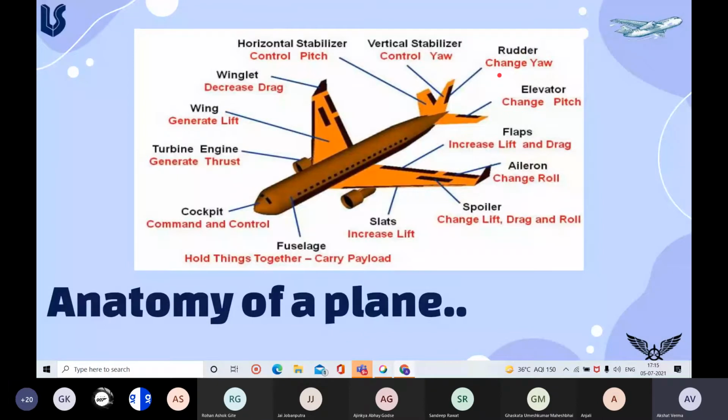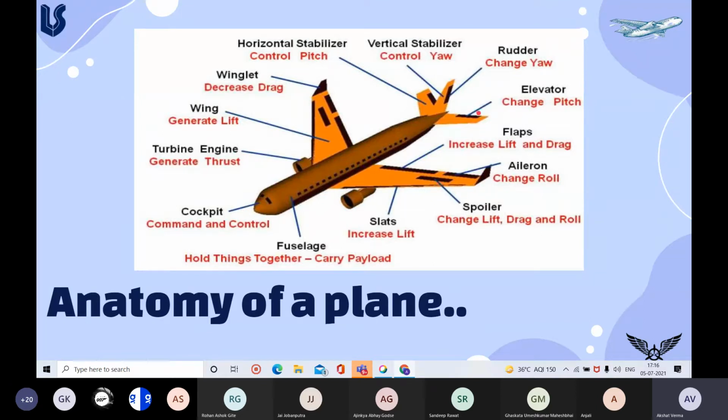Yaw is particularly the rotation about this particular axis of the aircraft, and in a similar fashion to the ailerons, due to the change in camber and all, the yaw motion is controlled by the rudder. And there's one more control surface, that is the elevator. It particularly controls the pitch of the aircraft.